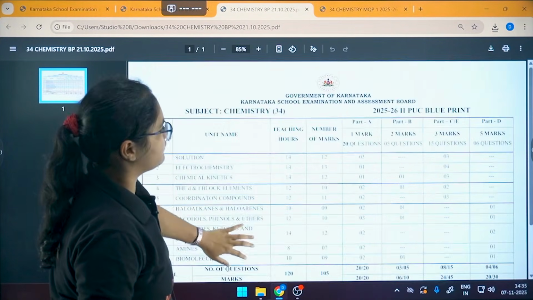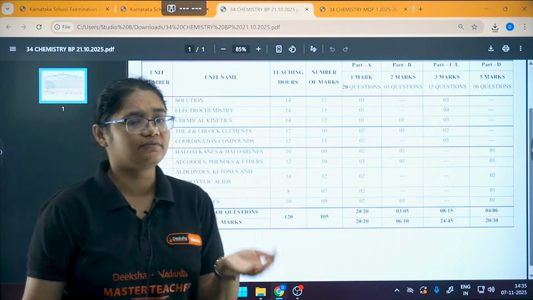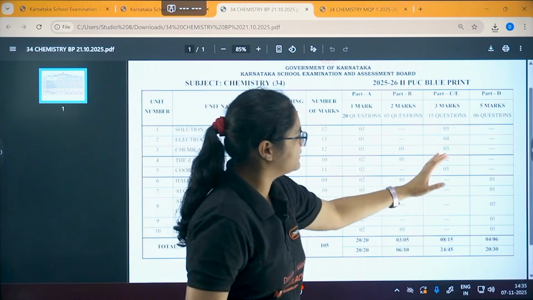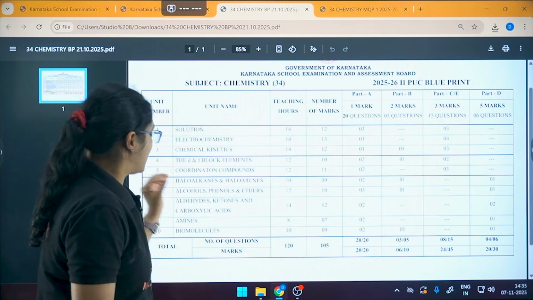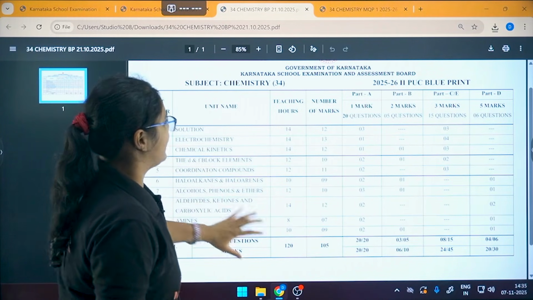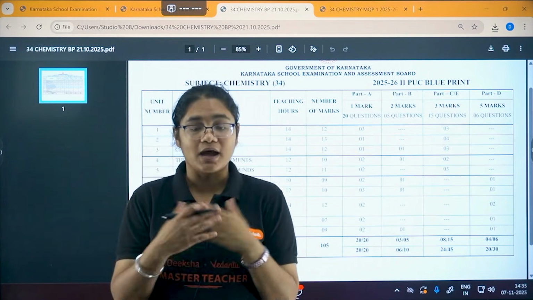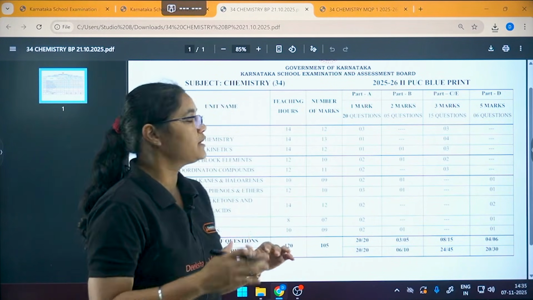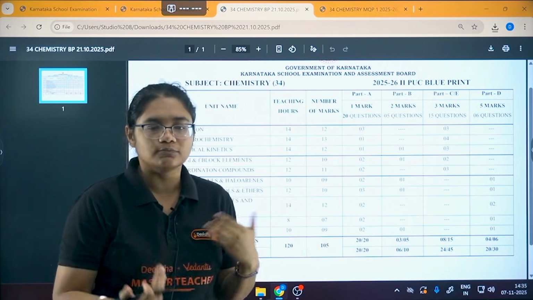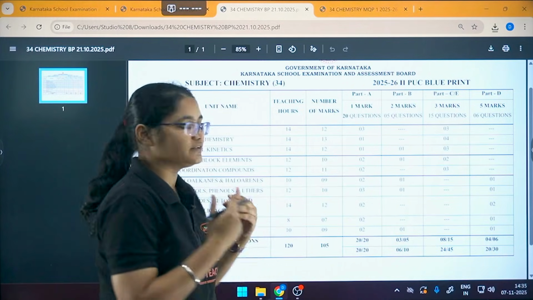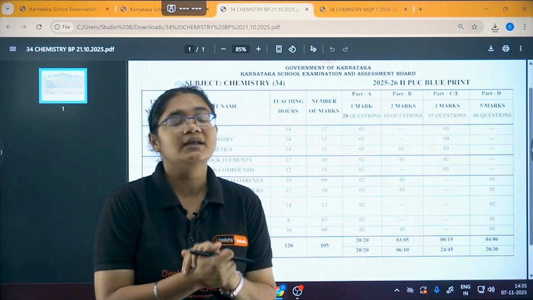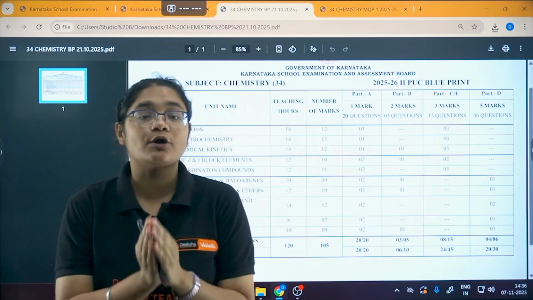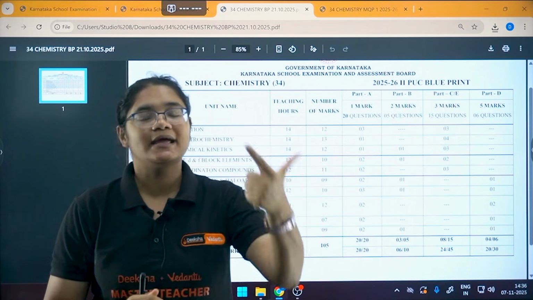This time there is only one blueprint, no confusion, like last time when we got three blueprints. So yes, this time you have one blueprint per subject. That is really good, and you can analyze this blueprint, and that will help you understand the weightage of the chapters. Okay, for chemistry especially, I would say it is not much different from last year, almost similar. The chapters have the same weightage. So this is how you can download the model question paper and the blueprint.